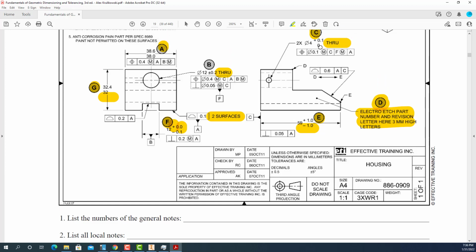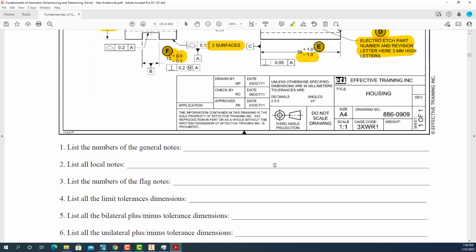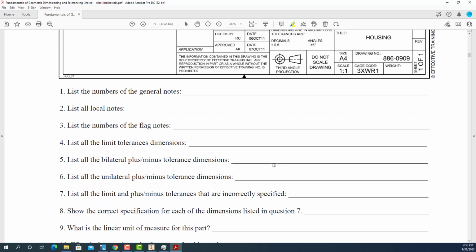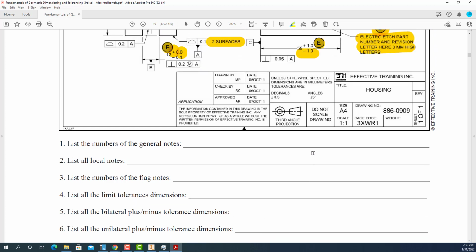And so C looks good. So what do we get? G, F, and E? Yep. All right, E, F, G. Okay. And show the correct specification. Well, we already talked about that.